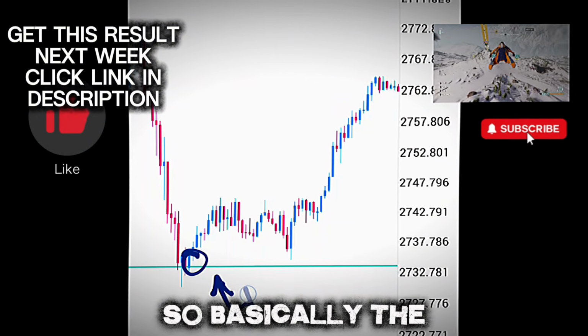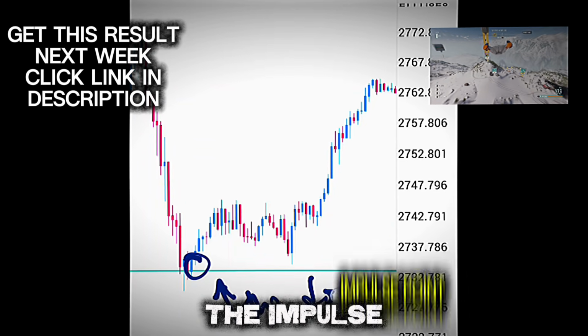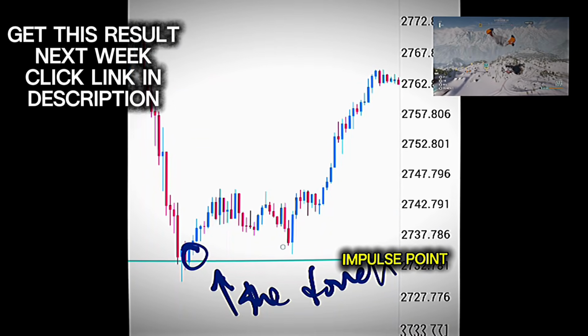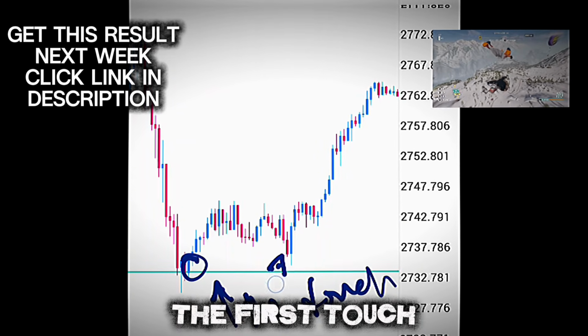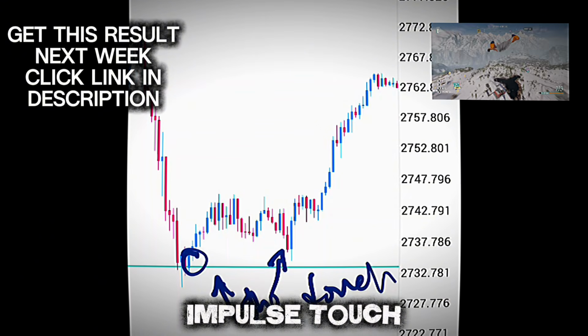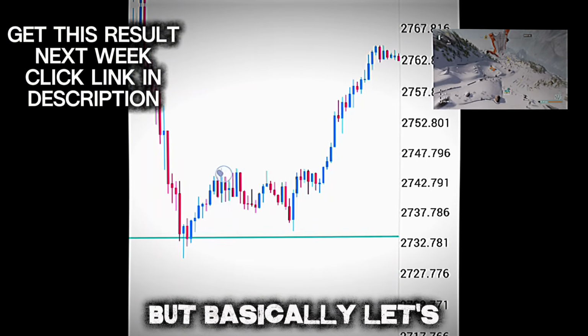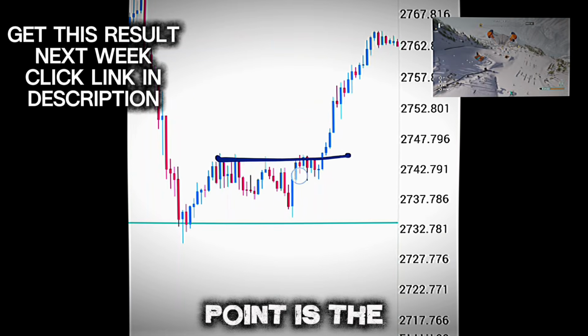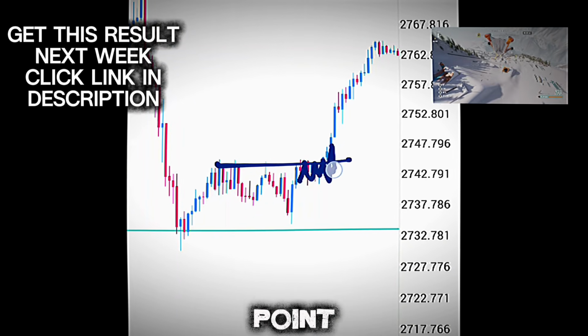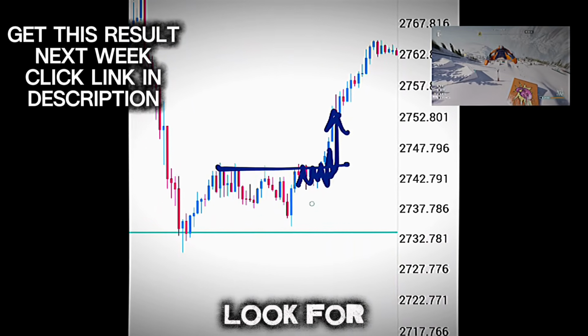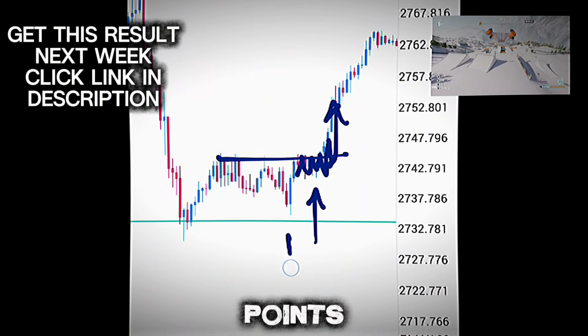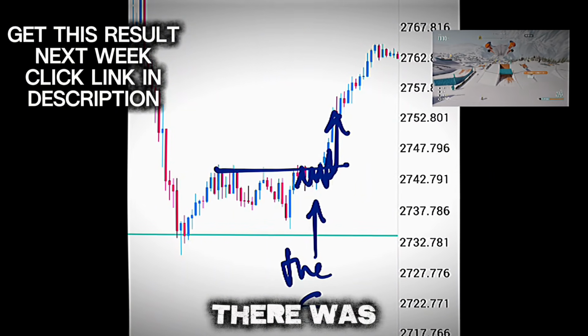So basically, the first touch is the impulse point. This is the second trade. The first touch is the impulse touch, and we can call this other point the second impulse point, but basically let's just leave it as it is. So the first point is the impulse point, and then after the impulse point, what do you look for? You want to look for the continuation point.